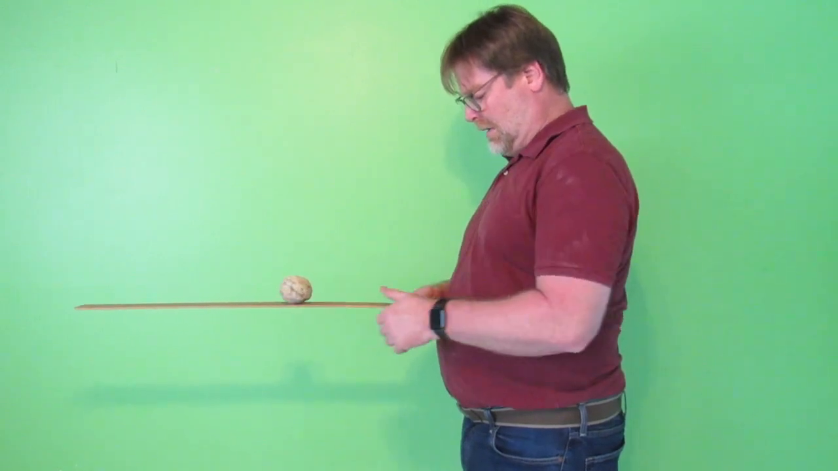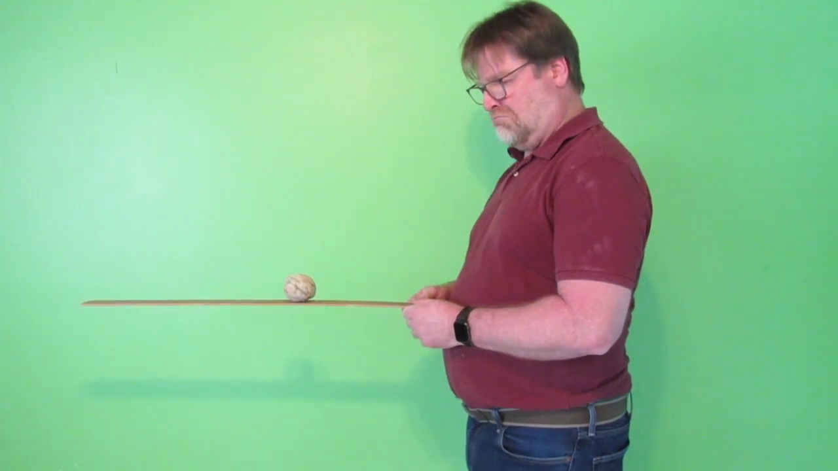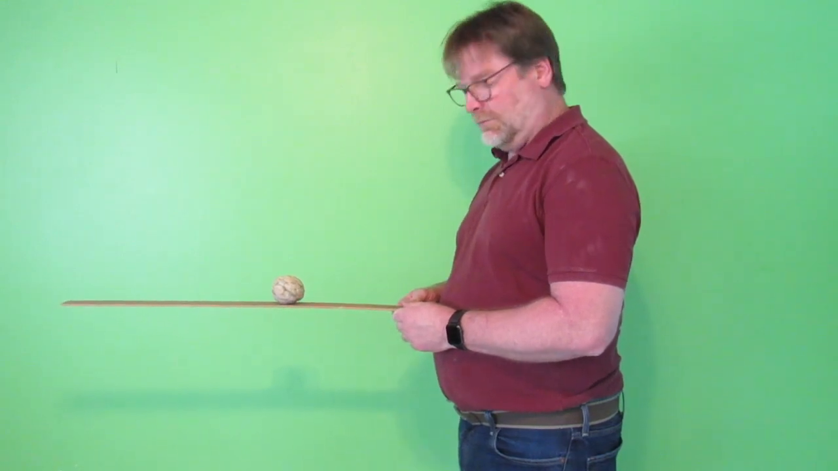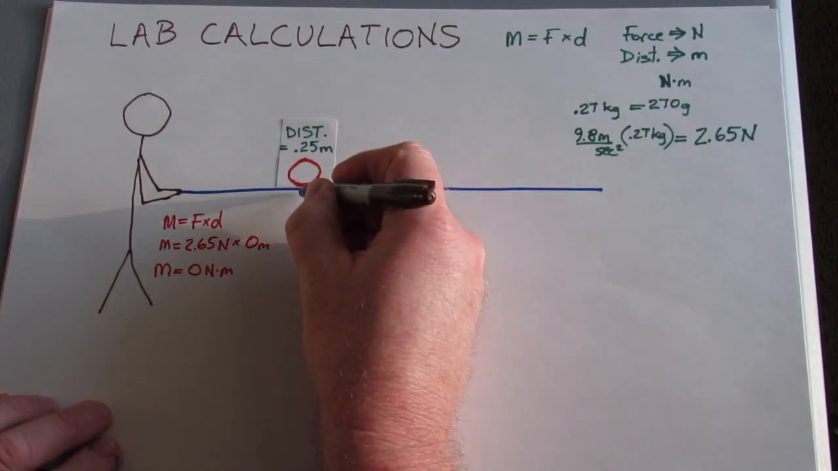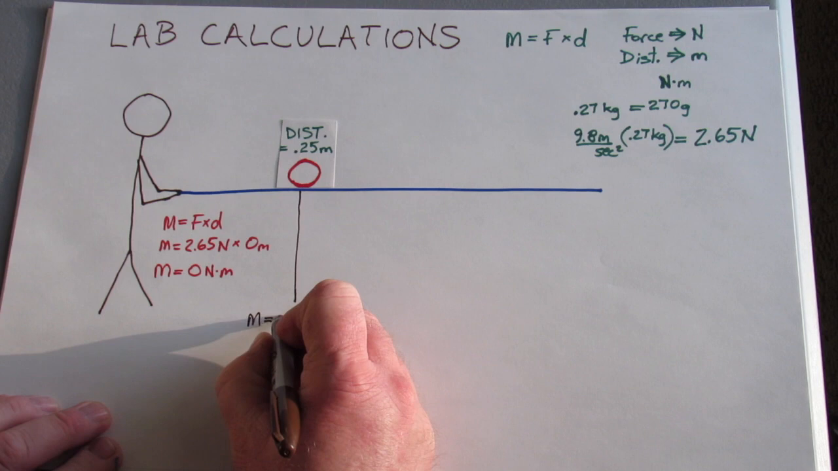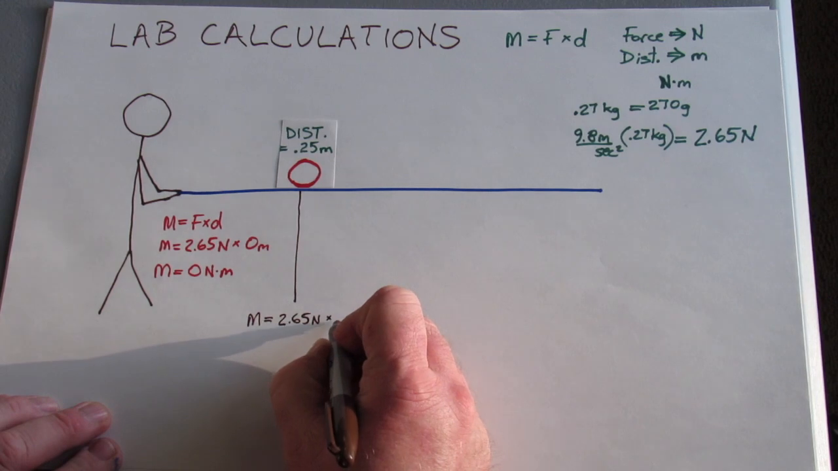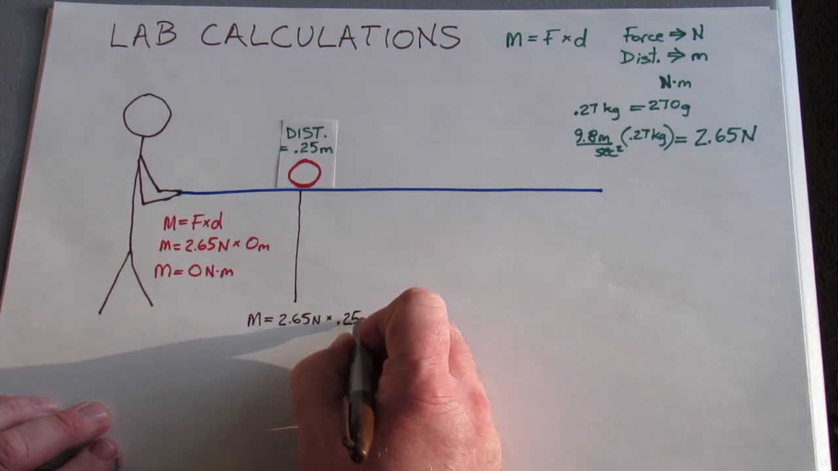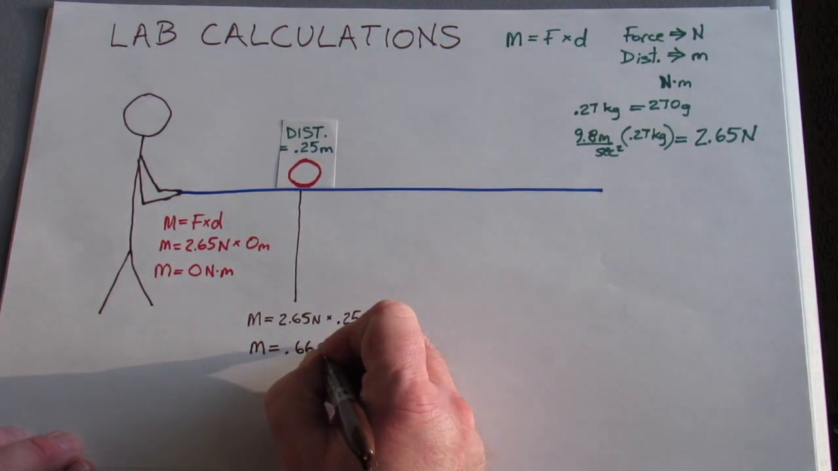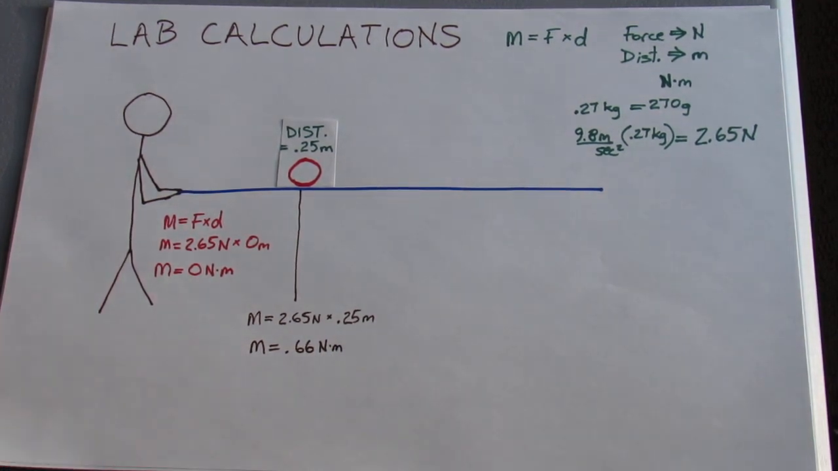Now I'm going to place my mass at the 250 millimeters, which is 25 centimeters, and hold it. Wow. That's a little bit more difficult. Not too bad, but I can feel a difference. Let's calculate the moment. Now I have my rock at 0.25 meters. Moment equals the force, 2.65 newtons, times 0.25 meters. The moment is equal to 0.66 Newton meters. Newtons and meters are multiplied together.